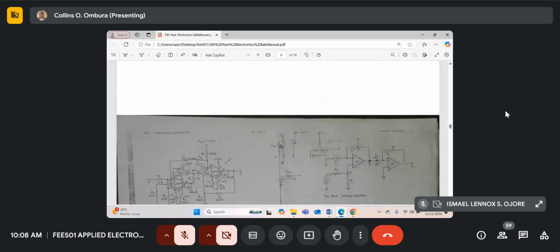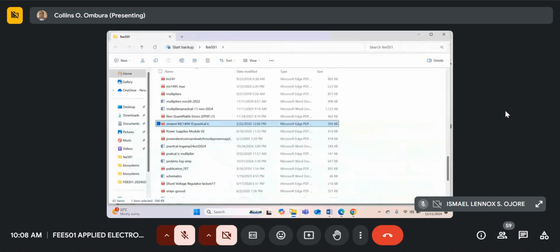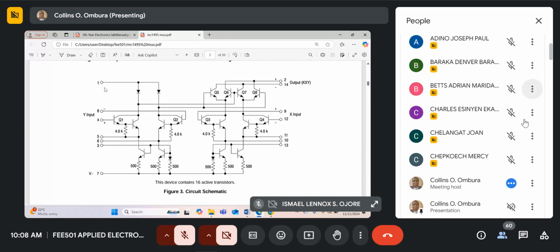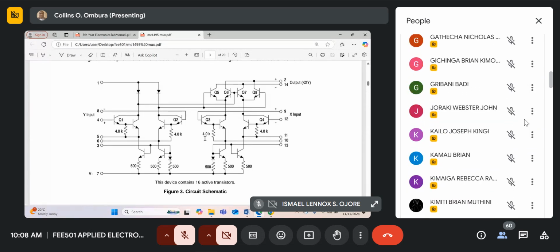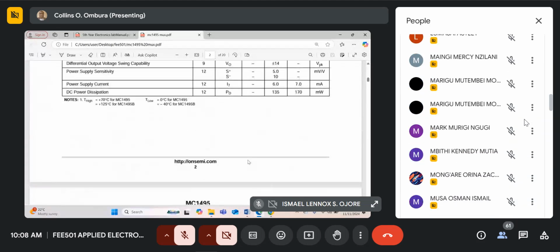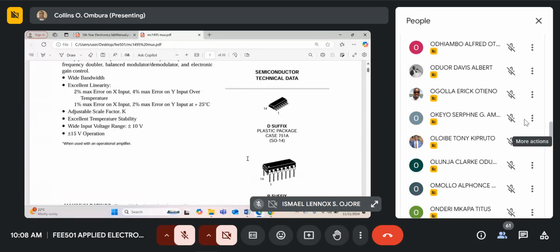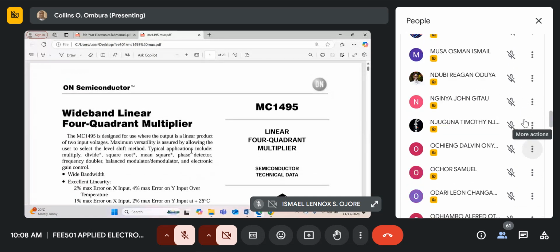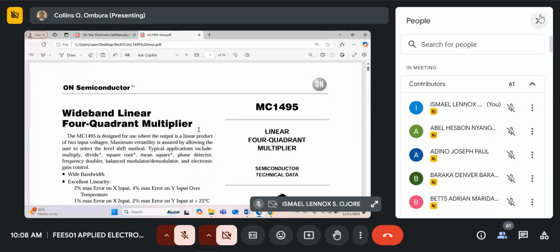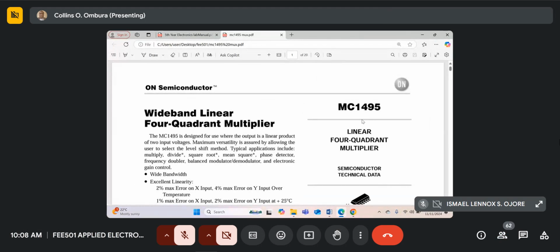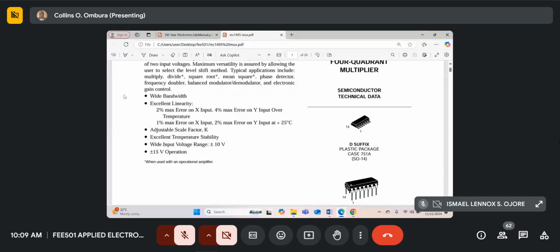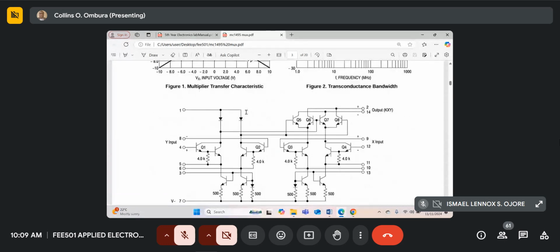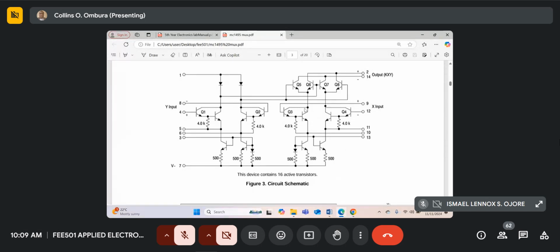Okay, this is the On Semi multiplier, the MC1495. It is a linear four-quadrant multiplier with some information here, excellent linearity, because it gives you a lot of technical information. And this is the schematic of what is inside.